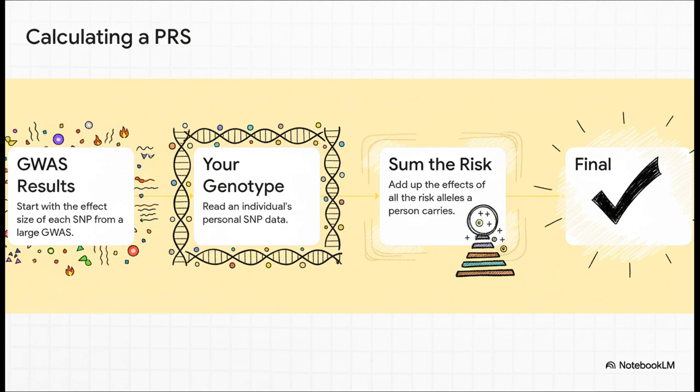And the process for calculating it is actually pretty logical. First, scientists take the results from a huge GWAS study. That tells them how much risk each little SNP adds. Then they look at your personal DNA to see which of those SNPs you happen to carry. They simply add up all those little effects, and there you have it, your polygenic risk score.